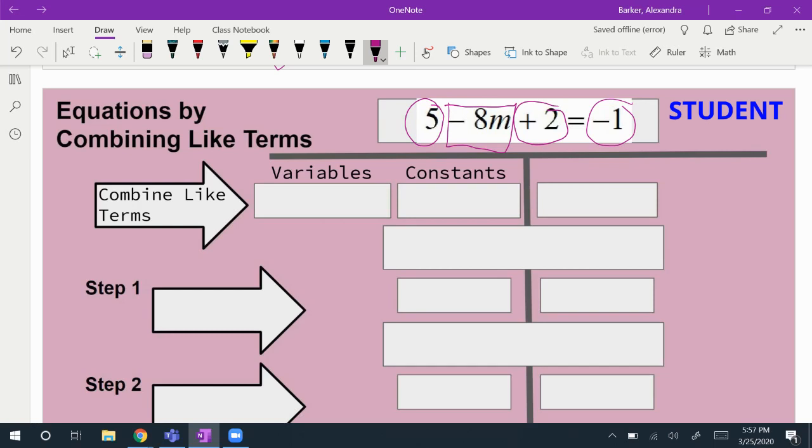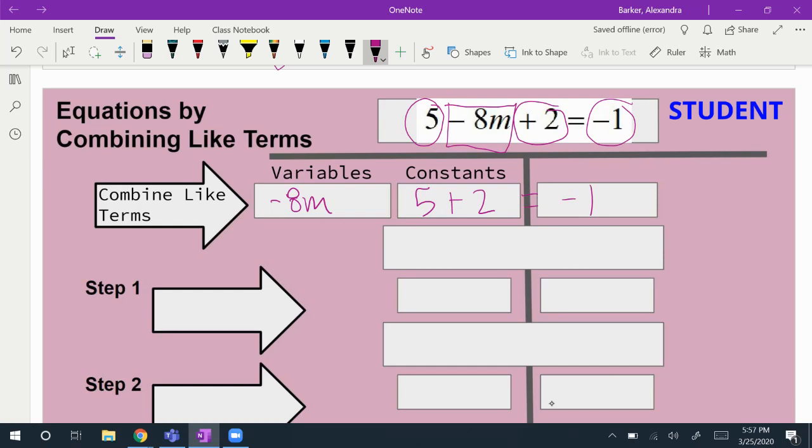All right, just like the problem above, I only have one variable term. I just have negative 8m, but I have 2 constant terms, so I need to put those over here and I need to combine them together. 5 and then my plus 2. And then this is equal to over here negative 1.